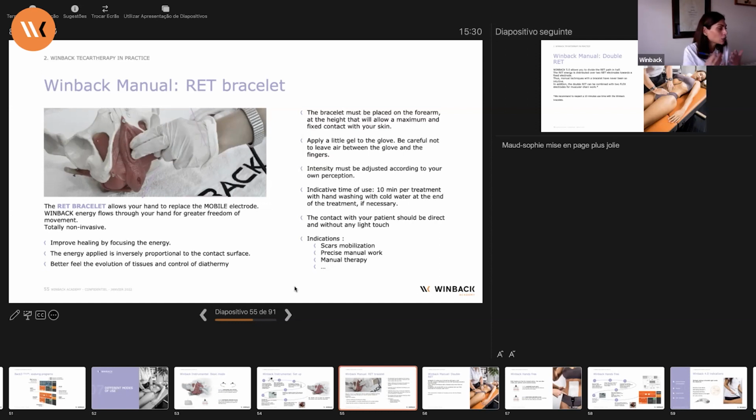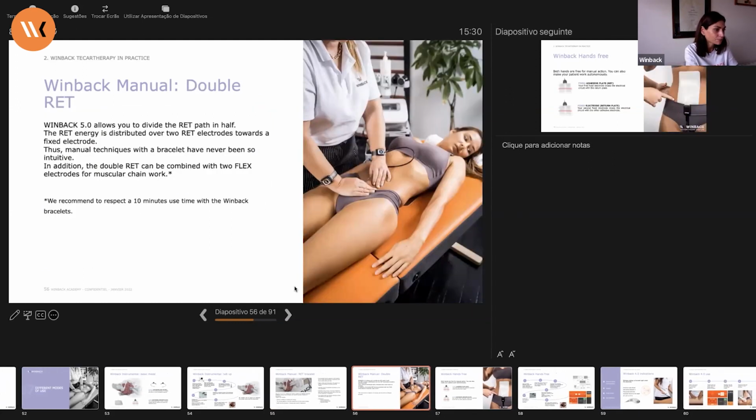What are the good things? It improves the healing by focusing the energy where it needs to be. The energy applied is inversely proportional to the contact surface. So that's what we told you before. If you have a smaller contact surface, you have a bigger response. And if you have a greater contact surface, it will spread the heating, okay? And you have a better feel for the evolution of the tissues and control of the diathermia.